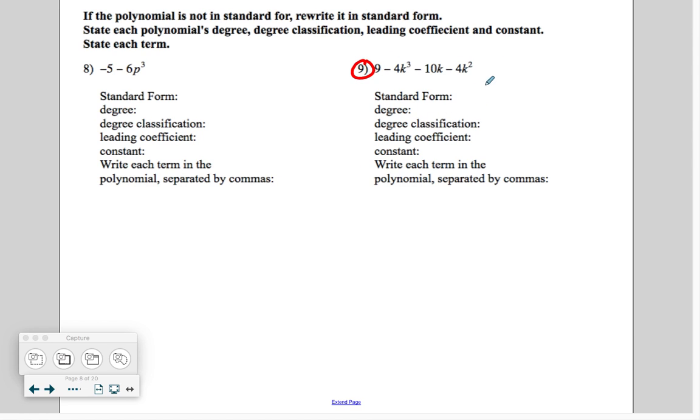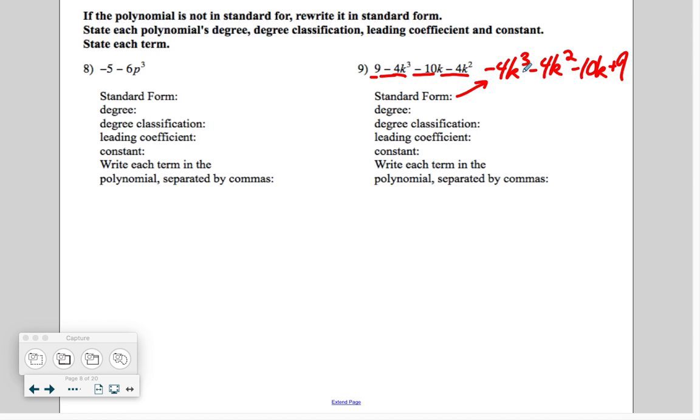So we've got negative, so look for the highest exponent first. It's there, and that's a -4. So we've got -4k to the third, -4k squared, -10k, and +9. This is a +9 out there. So it's in standard form, it's right there.